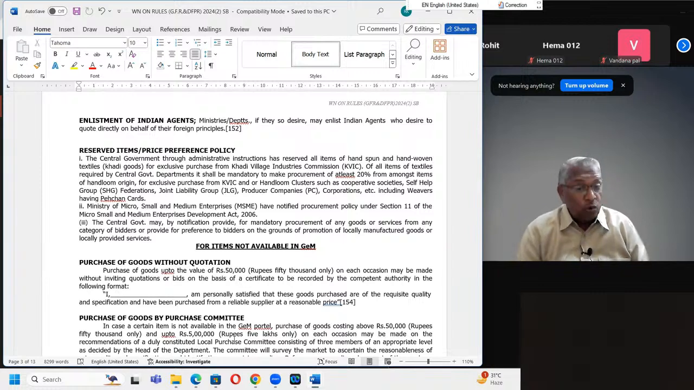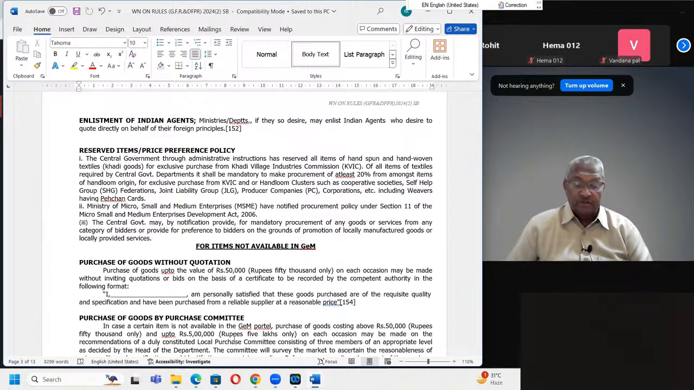So they will hold the power of attorney. Then whether that quoting, that tender has to be accepted or not to be accepted, that is for the individual departments, the procuring entity, to decide.